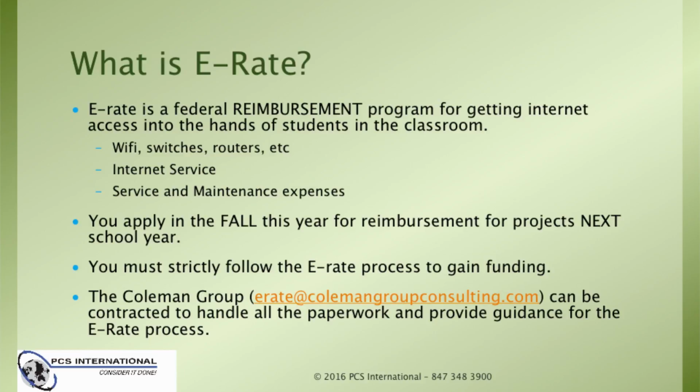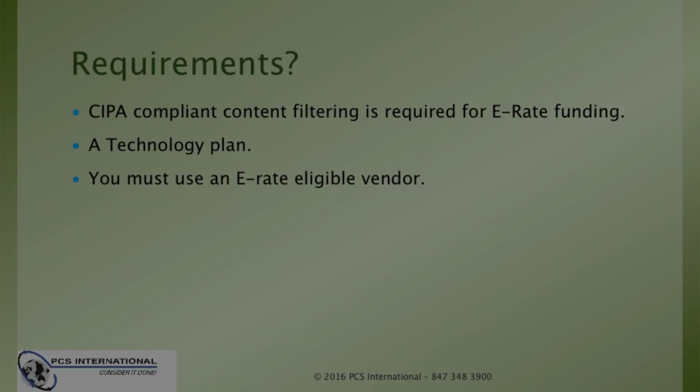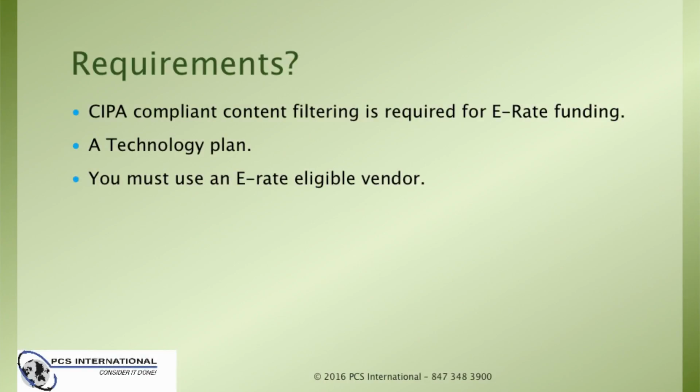You can apply in the fall for this year for reimbursement for projects next year. You must strictly follow the E-Rate process in order to get your funding, though. The Coleman Group can be contracted to handle all of the paperwork and to provide you with guidance for the E-Rate process. What are the requirements?